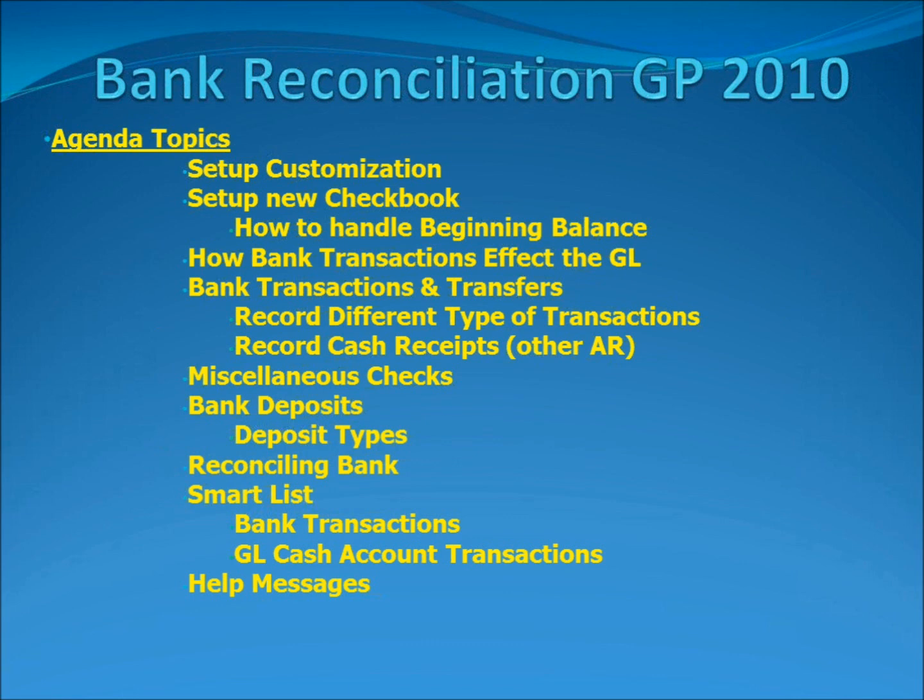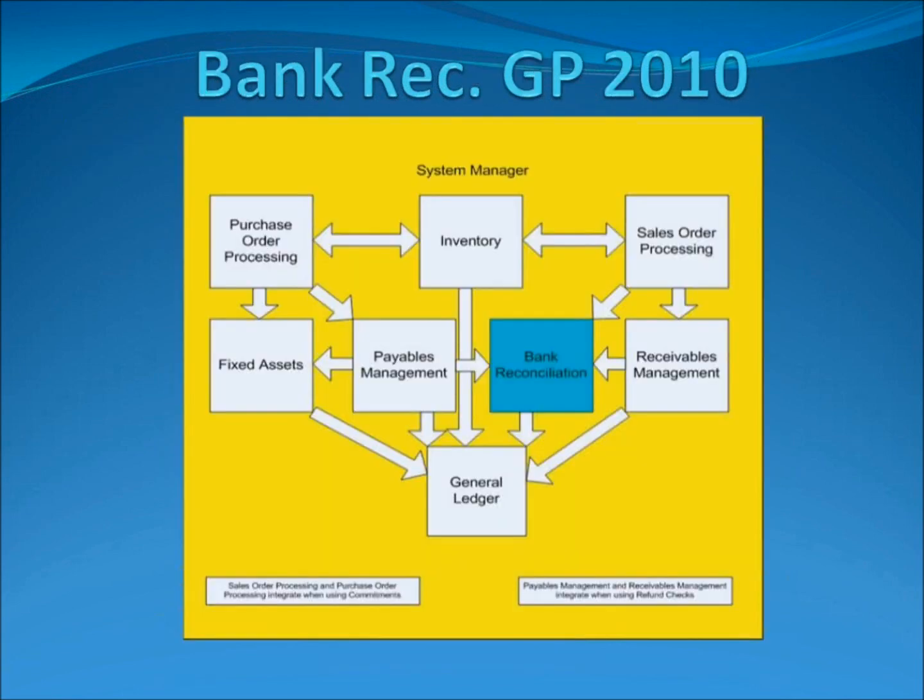So the first thing, if we look at all the integration points, when you've got bank rec, everything entered in sales order processing or receivables that has to do with cash or a checkbook automatically comes into the bank rec module. So bank rec is kind of like a sub-ledger to your general ledger. Purchasing, any checks that you cut, payables, payroll, anything associated with the checkbook will flow into the bank rec module.